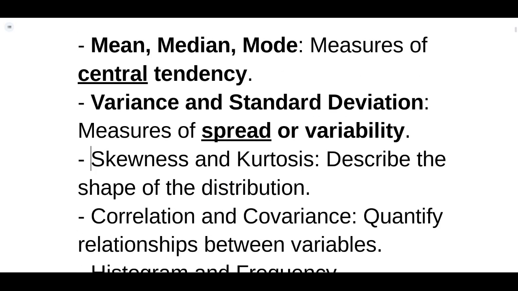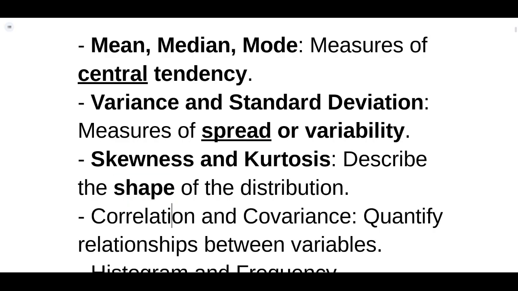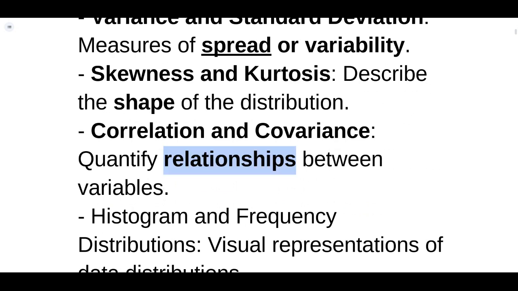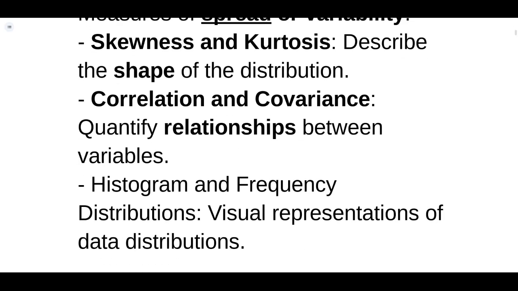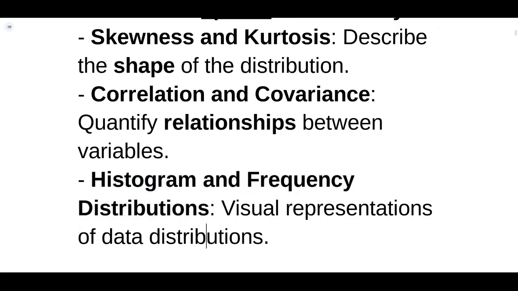Then skewness and kurtosis describe the shape of the distribution. Then correlation and covariance quantify relationships between variables. Histograms and frequency distributions are visual representations of the data distributions.